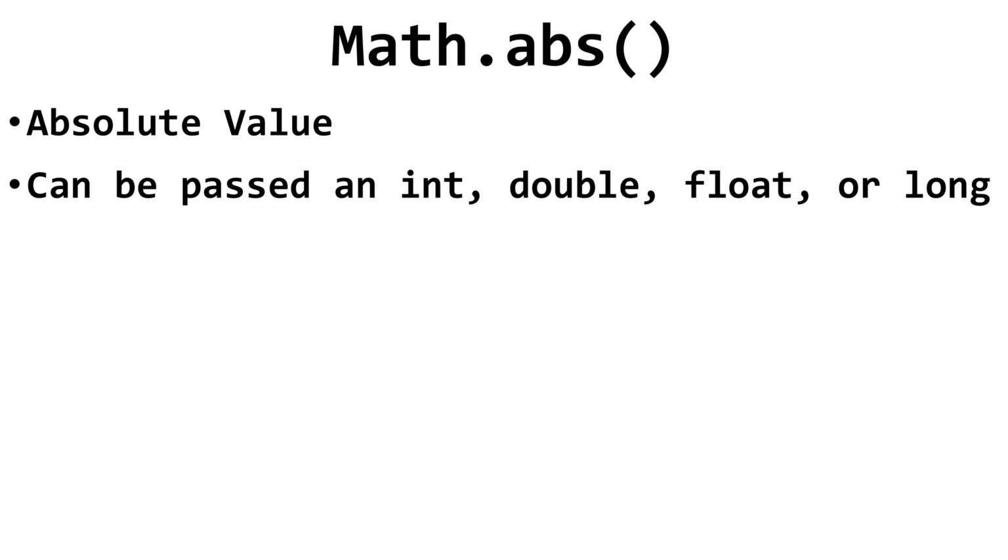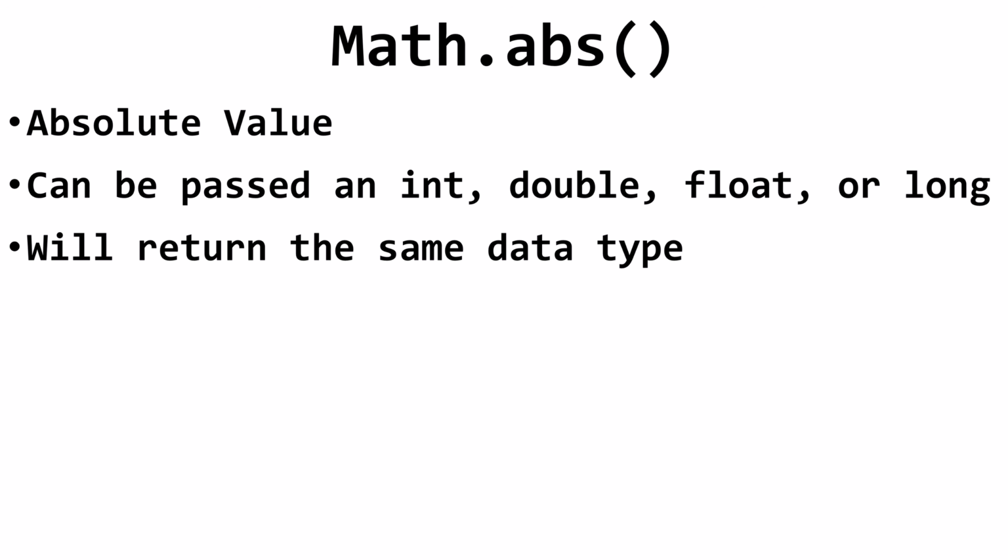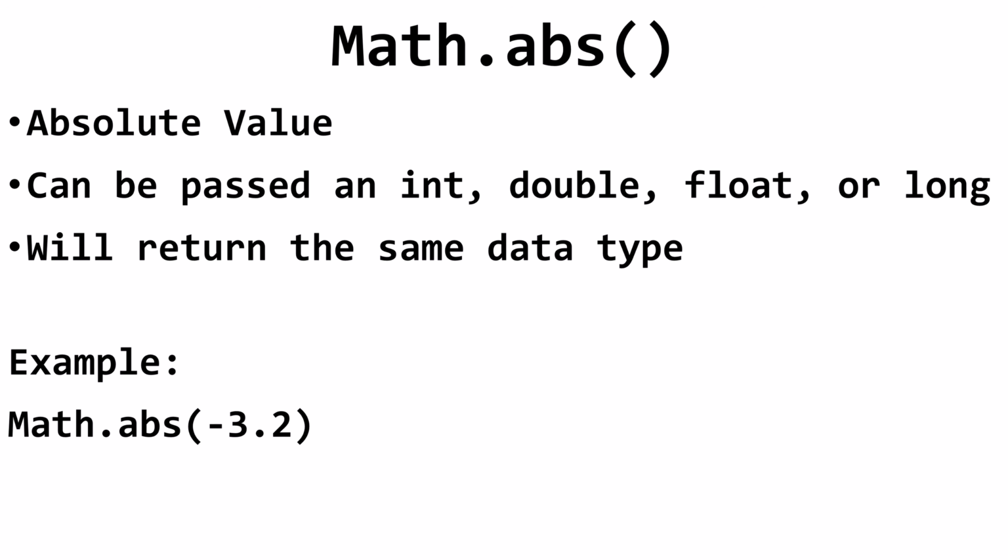Math ABS. This method calculates the absolute value of a number. We can pass the ABS method an int, a double, a float, or a long. The ABS method will always return the same data type as what it was passed. Here's an example. If we pass math ABS the double -3.2, it will return the double 3.2.